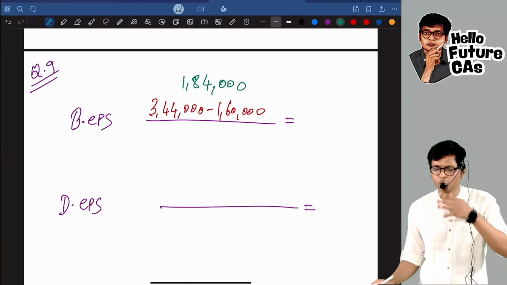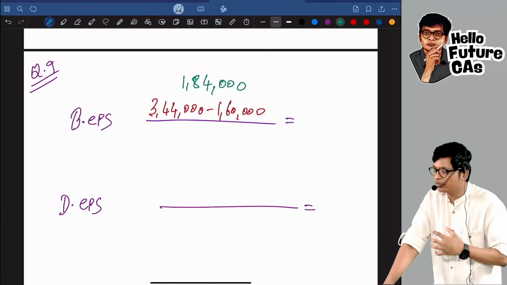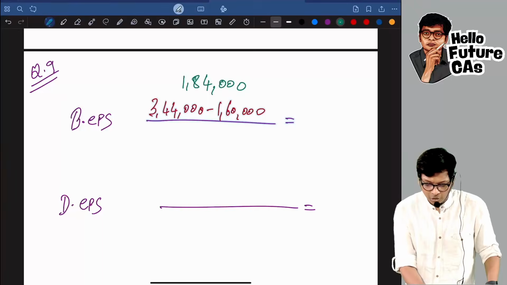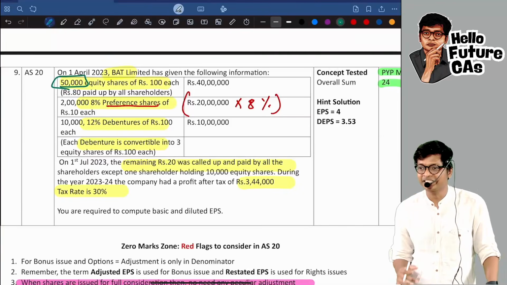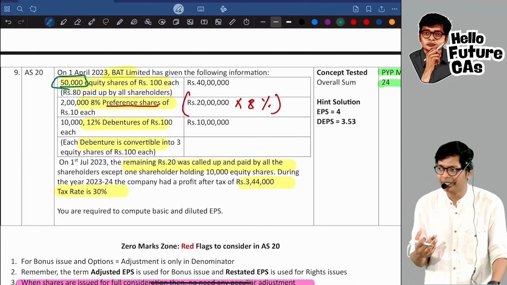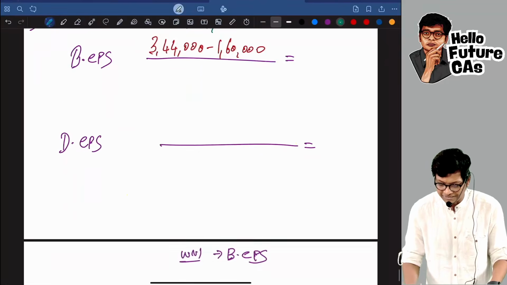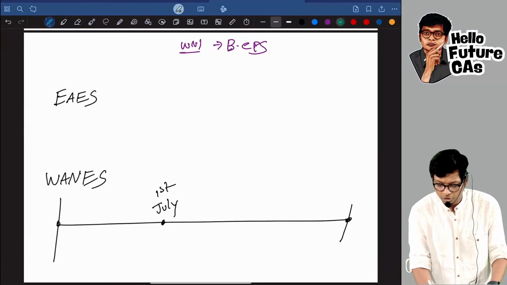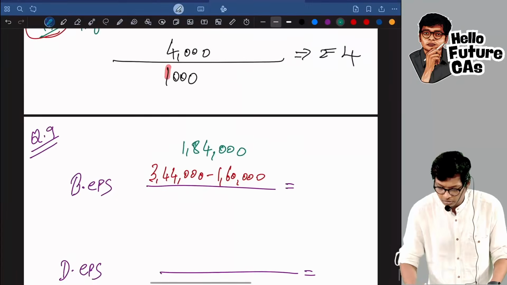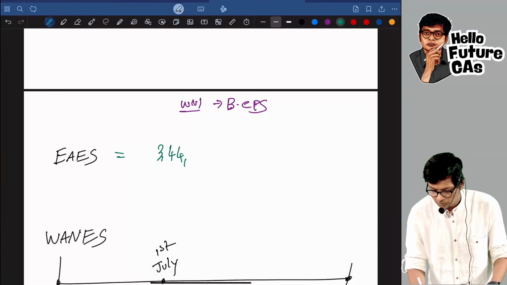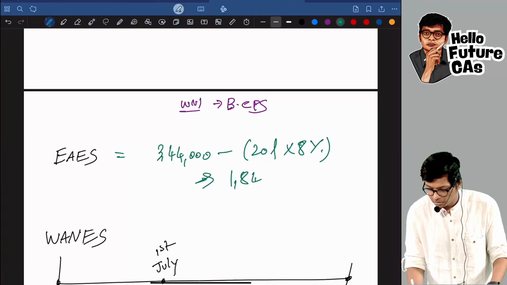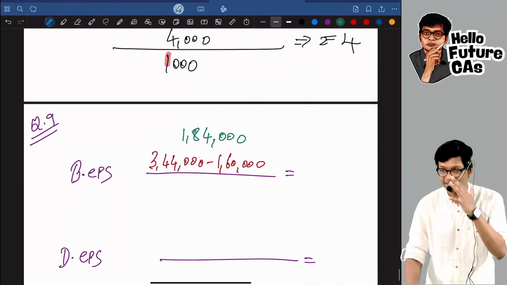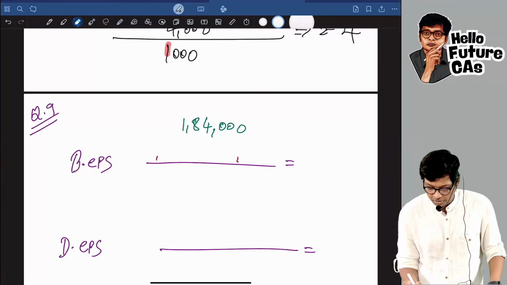I hope all of you got that. Numerator, no adjustment. From a given profit, I am reducing preference shares. Denominator, what is the number of shares he has given? Normally he has given 50,000 shares, but there are a lot of adjustments during the year itself. Call has been made. There is arrears. So I have to go and ascertain that. For that I am preparing a small working note. So numerator is nothing but it is 3,44,000 minus 20 lakhs into 8%. So you have to show that breakup. That's why it becomes 1,84,000. Working note on top I will write straight away 1,84,000. Okay. In exam.